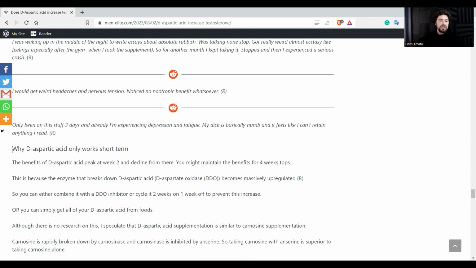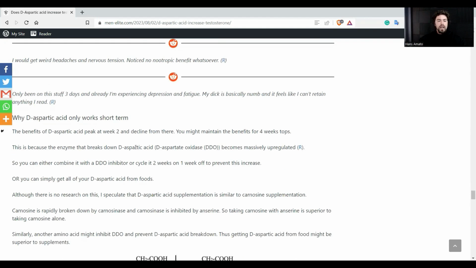So here I say, why D-aspartic acid only works short term? So this is what they found, right? That the longer you take it, the enzyme that breaks down D-aspartic acid, D-aspartate oxidase, becomes massively upregulated. So you're taking 3 grams, but you're breaking down 3 grams immediately. You're not really benefiting from it. So what you can do is you can either combine it with a DDO inhibitor, or you can cycle it for 2 weeks on and 1 week off to prevent this issue.